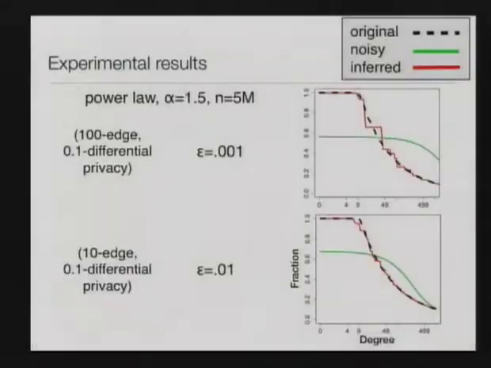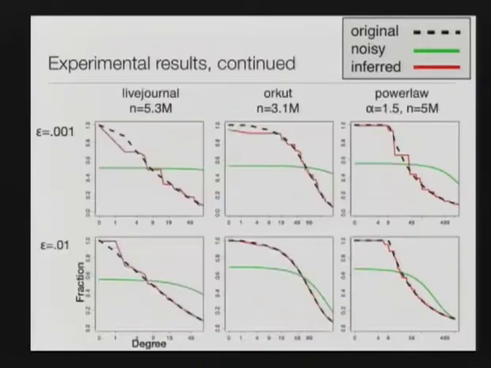Here's what it looks like when we run experiments on some synthetic data. The black dotted line is the true degree sequence, and the green line is what we would have gotten with the standard technique. The red line, which is pretty close to the black line, is what we get from the inferred sequence. So it's a lot better. The two cases here have different privacy settings, so there's more noise added in the case above. On the right is the same example data, and on the left are two new data sets, ORCID and LiveJournal. You can see that the red series is quite close.